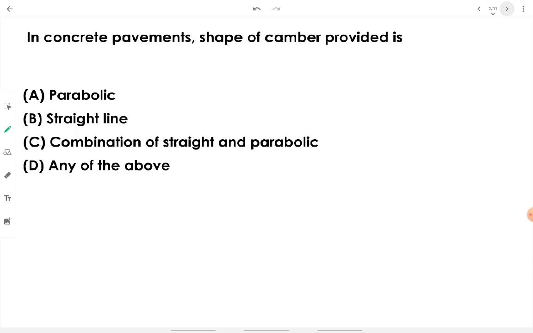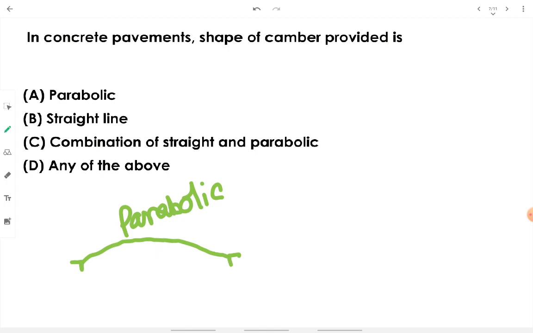Let's move to the next question. In concrete pavement, is the shape of camber provided parabolic, a straight line, or a combination of straight and parabolic? Let's see. Parabolic is something like this. For example, this is the shoulder and this is the road we have. If you observe the surface carefully, it assumes the shape of a parabola. This is what a parabolic camber is.